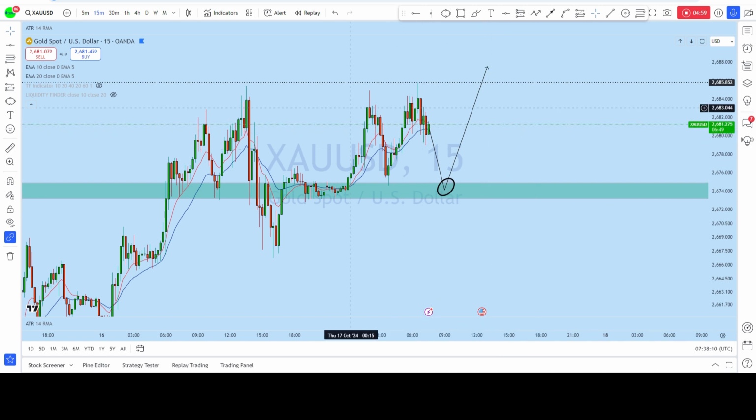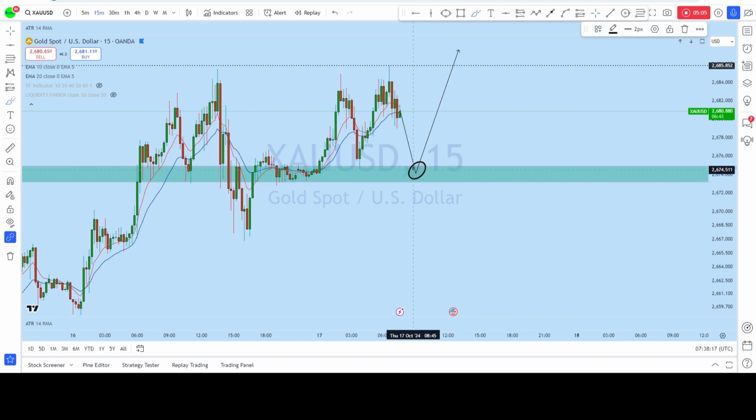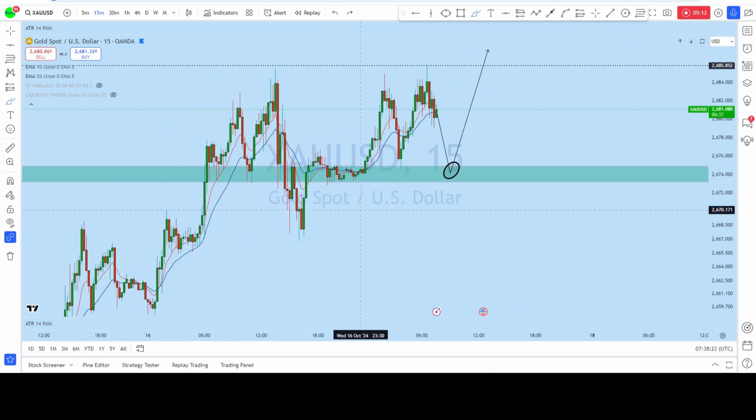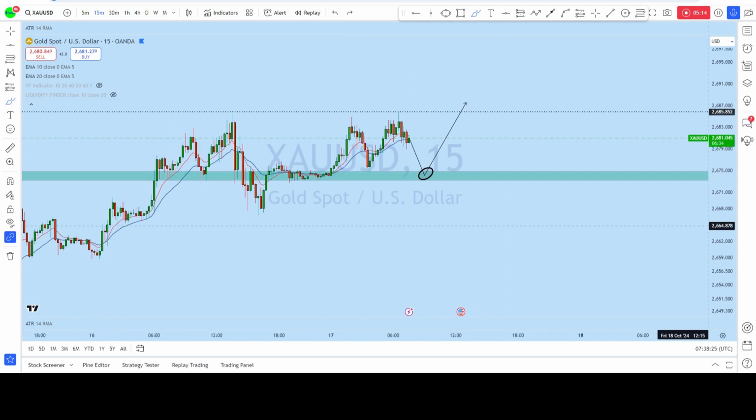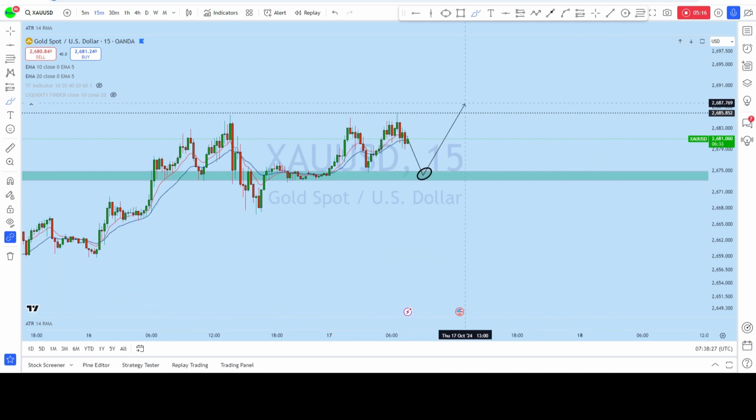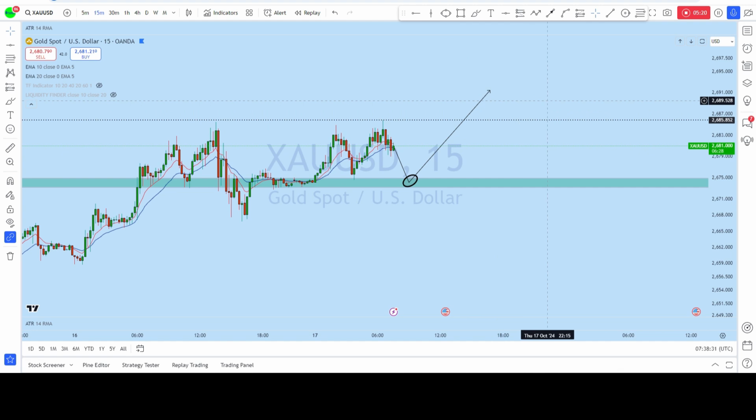We could see sideways movement until the news and then a drop, or before the news we could see the drop, and then after the news and a spike we may see the trend continuation. So let's see how the price reacts to this liquidity zone or below this level, and based on that price action confirmation we will be looking for a potential bullish trading opportunity in the market.